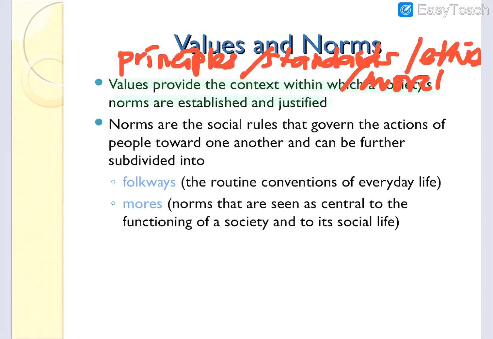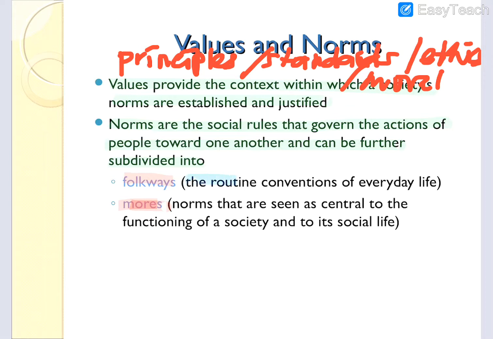While norms refer to the social rules that govern the actions of people towards one another, and can be further subdivided into two: we have folkways and also mores. In other words, norms are something usual, typical, like your habit, something that you always do. The usual thing that you do, the typical things, your standards. Okay, normally these norms are divided into two, which are folkways and also mores. Okay, we go one by one.